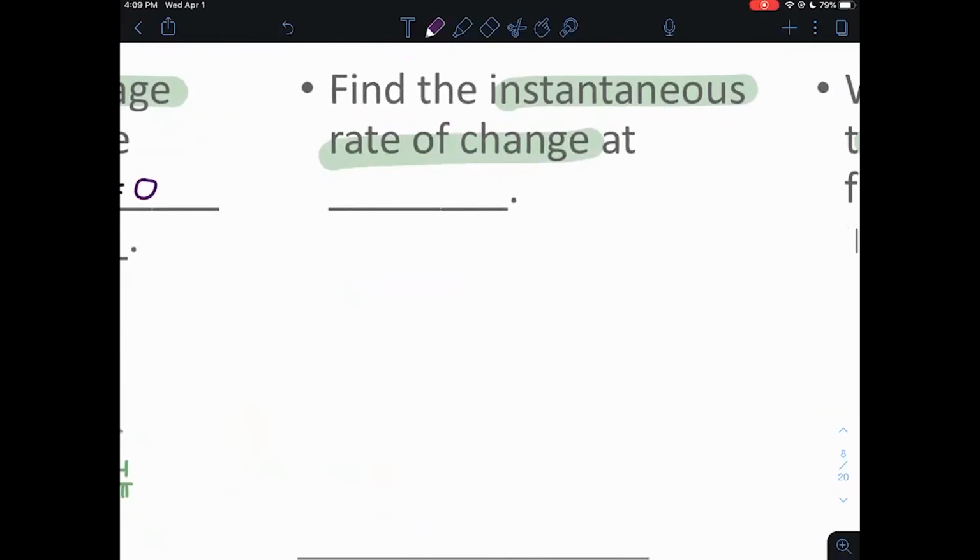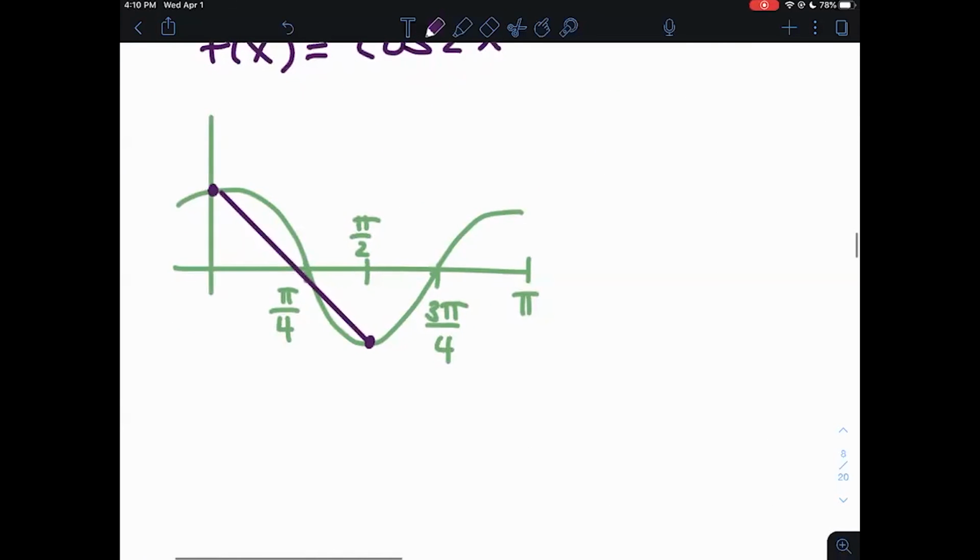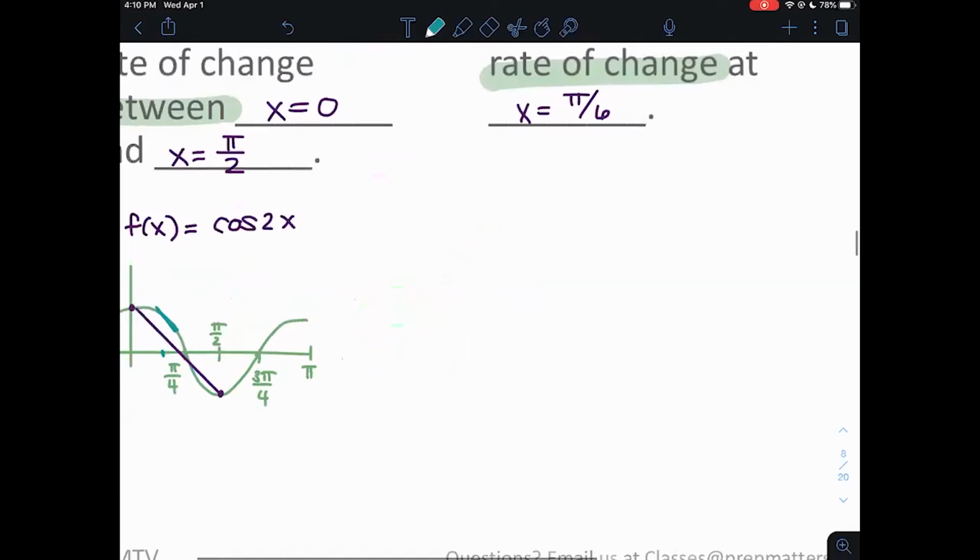If we're thinking about the instantaneous rate of change, we don't want that average rate of change between 2 points. We want the instantaneous rate of change at 1 point. I want to know the slope of the tangent line. Let's do this at x equals pi over 6, and I'll actually do this one. So instantaneous rate of change at x equals pi over 6, that's the slope of the tangent line. If I go back to this graph, and I wanted pi over 6, that's somewhere over here. The slope of the tangent line would look something like that. That we can't just estimate off of a graph, so that one we'd have to actually work for.